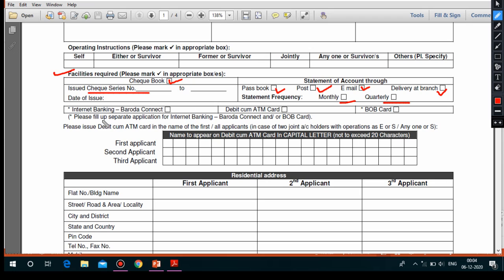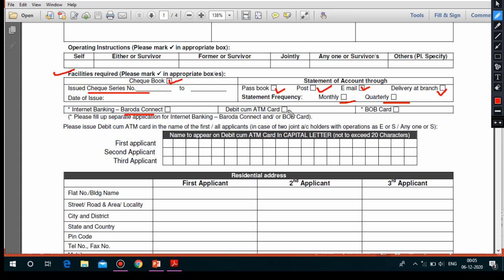Next, the bank is providing some internet banking, branch contact, Baroda contact. If you want that facility, you can tick. Now these facilities will vary from bank to bank. State Bank will have different facilities, Bank of Maharashtra will have different facilities, Axis Bank will have different facilities like mobile banking and so on. Whatever facilities you want to operate your account, you have to tick mark.